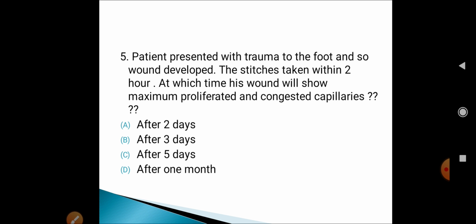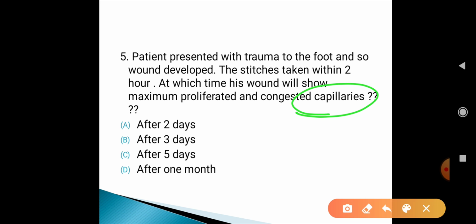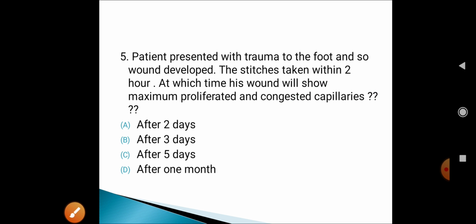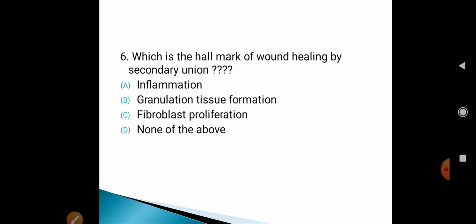Okay, a patient presented to you with trauma to the foot, and so the wound has developed. The stitch is taken within 2 hours, at which time his wound will show the maximum proliferated and congested capillary. What I mean to ask you here is, when the capillaries are maximum, means when your granulation tissue will be maximum. So guys, remember that day wise table. The maximum granulation tissue will occur at around 5 days. So your answer will be after 5 days. So answer will be C, after 5 days.